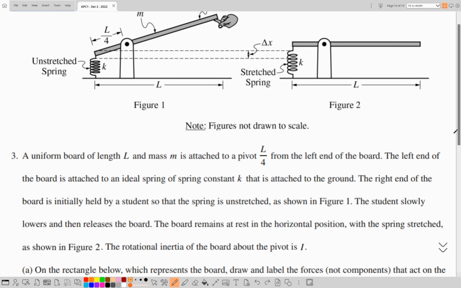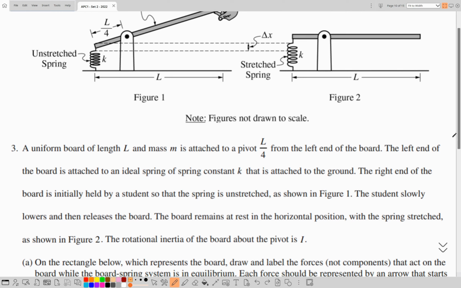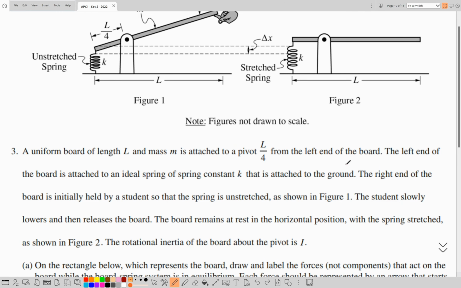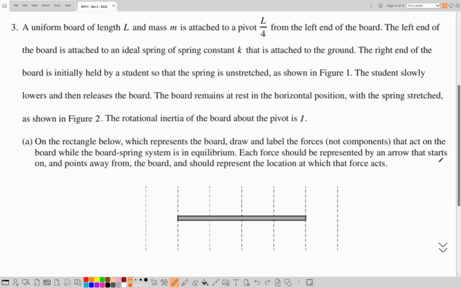The board remains at rest in the horizontal position when the spring is stretched, as shown in figure 2. The rotational inertia of the board about the pivot is I. So we don't need to worry much about the parallel axis theorem because the rotational inertia is already given around the pivot itself and not the center of mass.